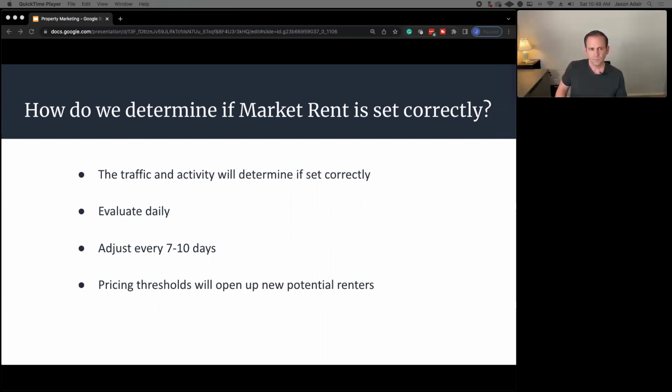I'll adjust either market rents or maybe advertising or strategy. For the first pass, I'd say about every 7 days, maybe 10 days. I don't want to drag this out for 3 months as I'm tinkering around, but I need to get a little bit of real data coming out of the gate. So I give it about 7-10 days right out of the gate and see what kind of information I am getting based on the activity and the traffic, and then I make my adjustments from there.